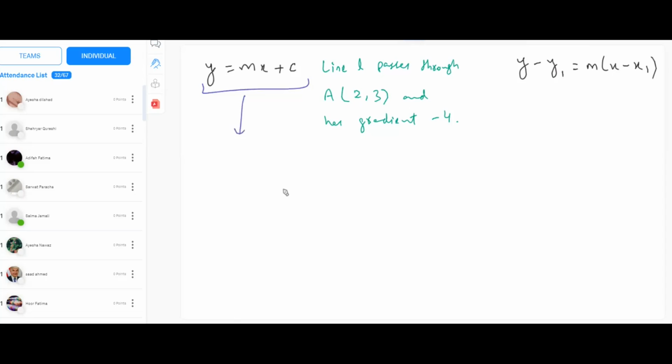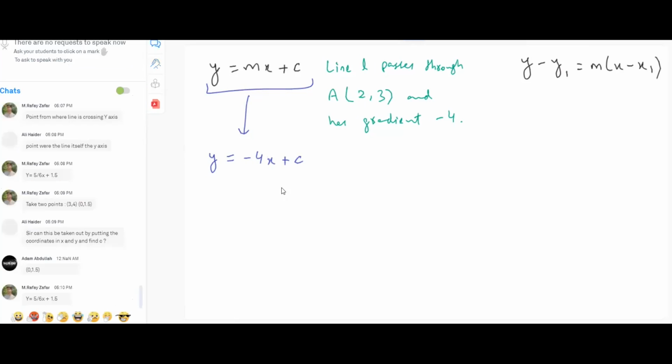क्या करोगे? Let's say the gradient is -4. Let's put that -4 inside this first. So y equals -4 times x plus c. Gradient की जगह तो हमने लिख दिया सीधा -4 because we knew that already. Now, how do you find the value of c? That is where that suggestion that Ali had comes into play. हम किस तरह से c की value figure out करेंगे? Y intercept कैसे find करेंगे?